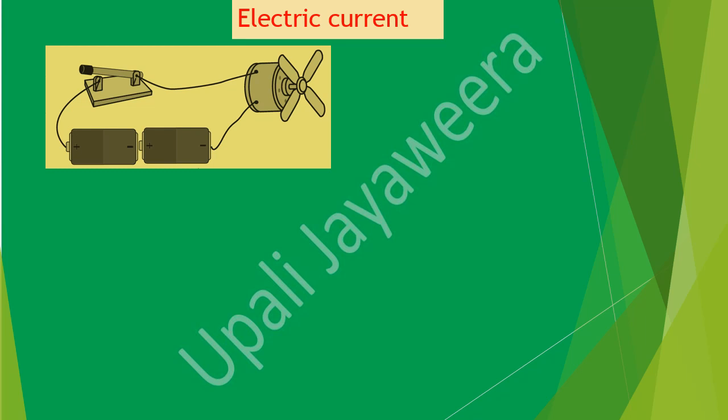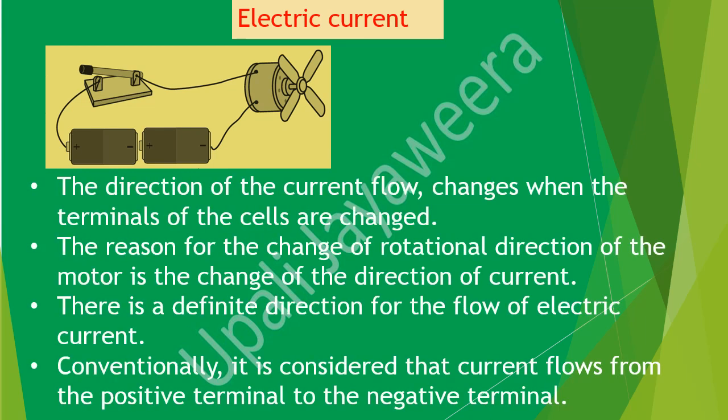Then turn off the switch, change the terminals of the batteries, turn on the switch and observe. Then you will see the fan is rotated in the opposite direction. The direction of the current flow changes when the terminals of the cells are changed. The reason for the change of rotational direction of the motor is the change of the direction of current. There is a definite direction for the flow of electric current. Conventionally, it is considered that current flows from the positive terminal to the negative terminal.